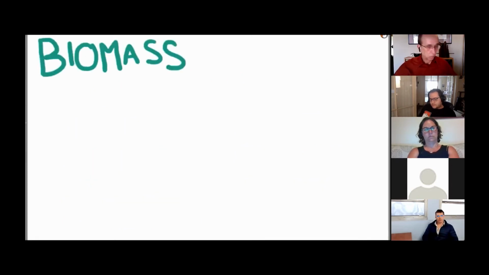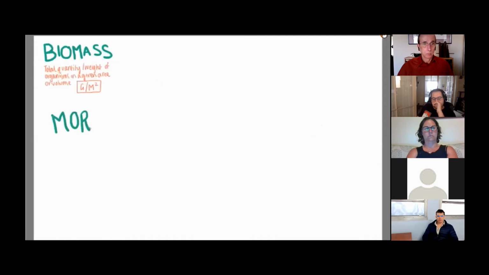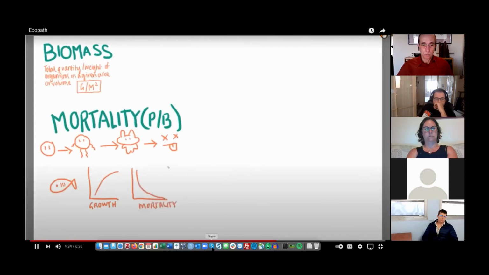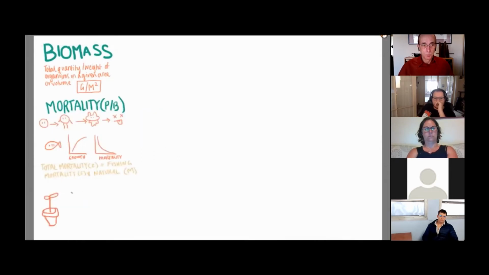Biomass is defined as the total quantity or weight of organisms in a given area or volume, and is relatively easy to measure in grams per metre squared. Total mortality is related to production in terms of how fast a species group grows and dies. For most fish groups, where growth rates follow a von Bertalanffy phi curve, and mortality rates are negative exponential, their total mortality is derived from fishing mortality and natural mortality. For primary and secondary producers in these ecosystems, whose growth is more likely to be linear, their P/B ratio can be calculated as the reciprocal of their mean age.